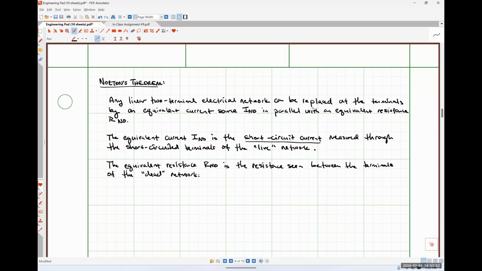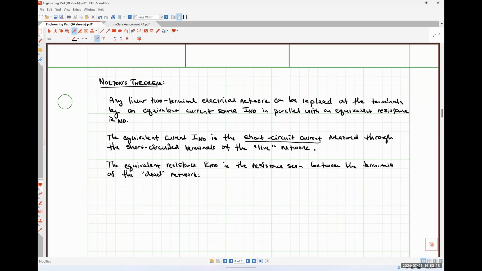So the definition for the Norton resistance is literally the exact same thing as the definition for our Thevenin resistance. So you will never hear me refer to a Norton resistance again. I will always simply refer to Thevenin resistance, whether I'm dealing with a Norton equivalent circuit or a Thevenin equivalent circuit, because it literally represents the exact same thing.